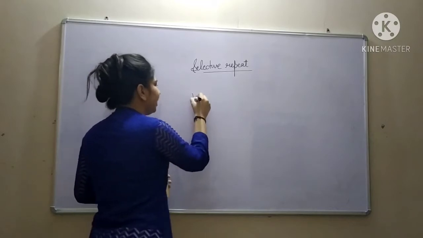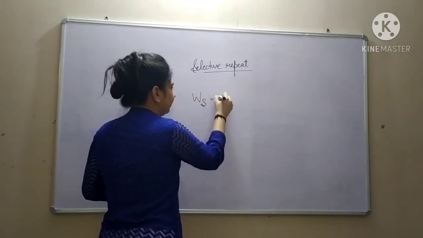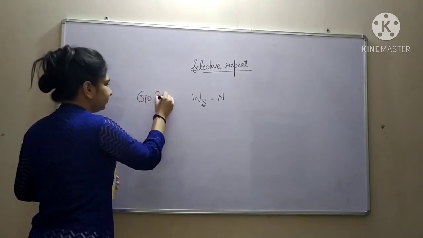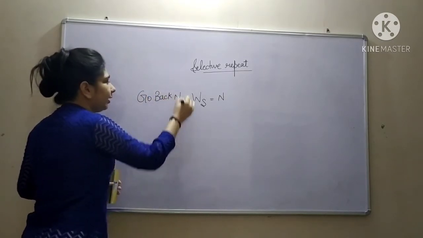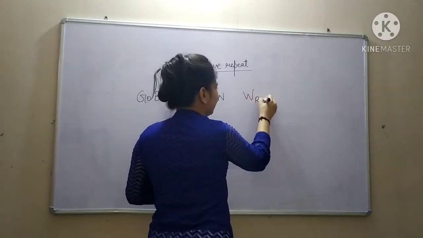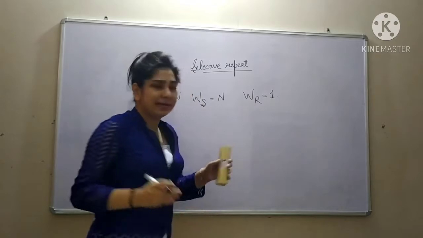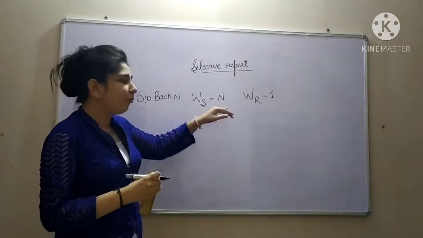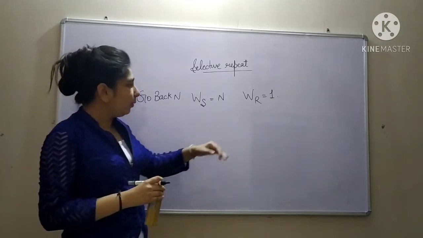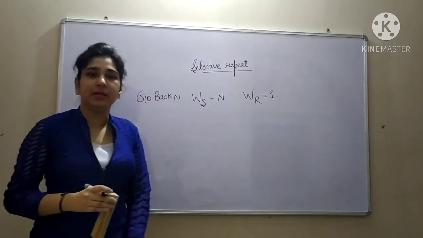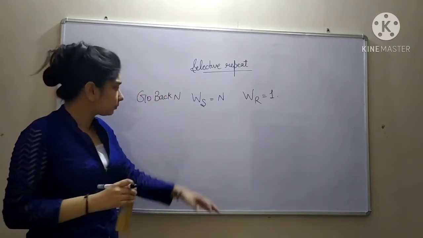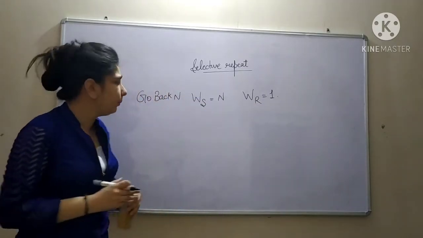what was the sender window size? N. In go back N, what is the receiver window size? It is actually 1. Sender would send any number of packets at a time, but at one particular point of time, receiver could only receive one packet. But what is selective repeat?